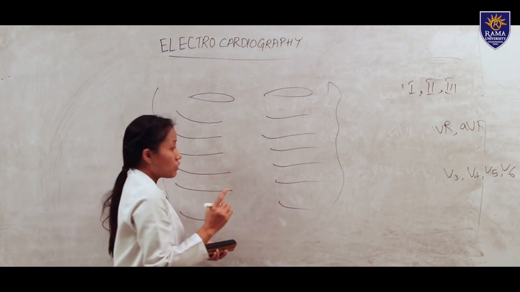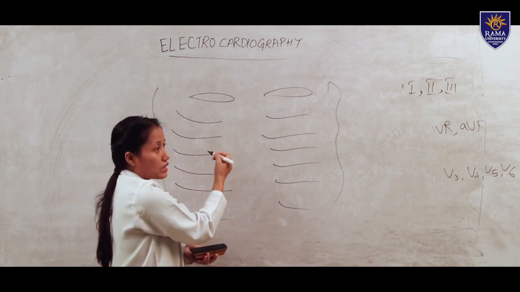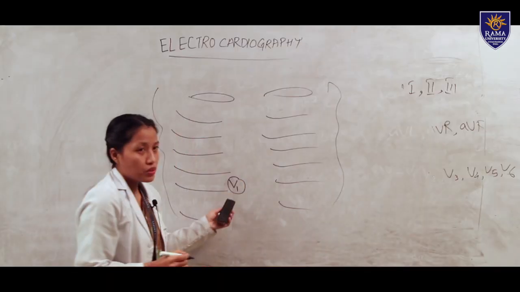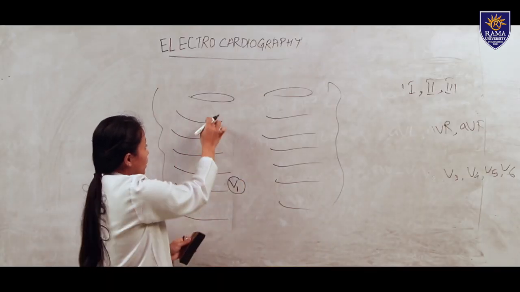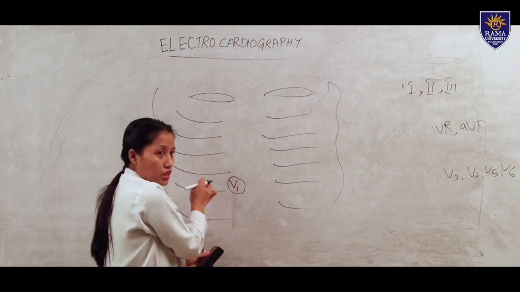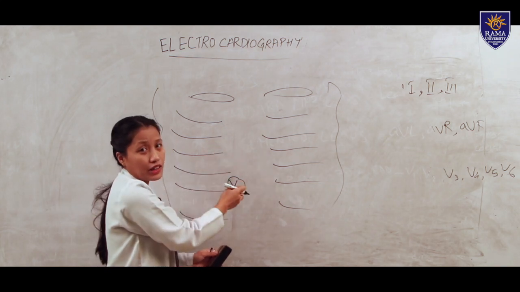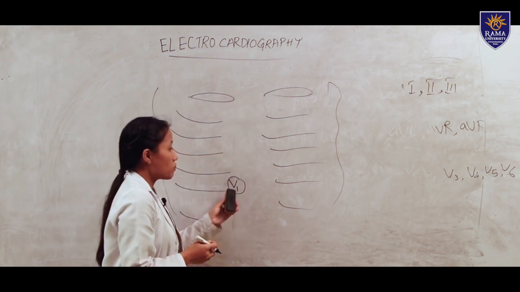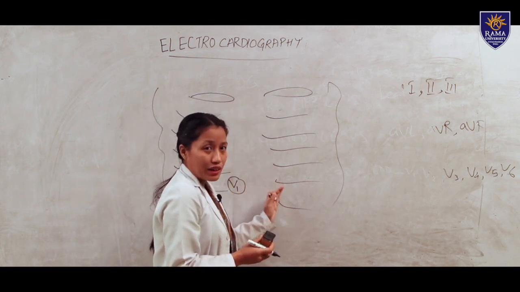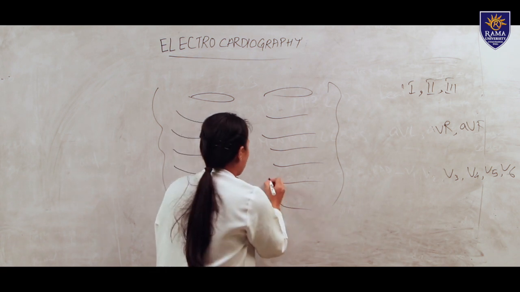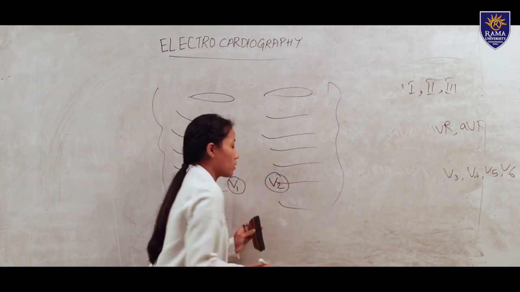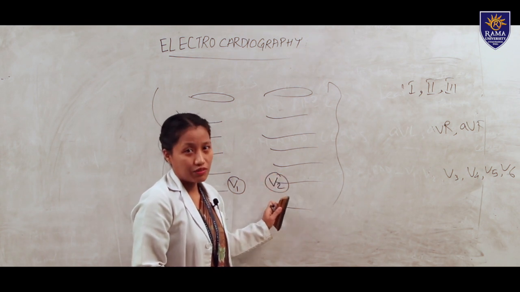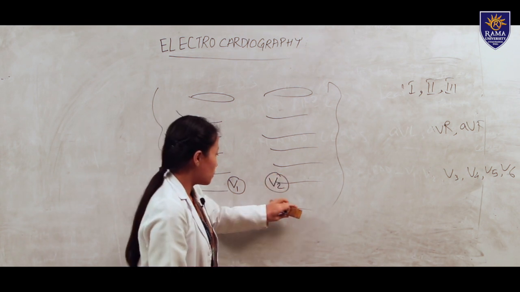First, V1 we will keep at the 4th intercostal space, counting 1, 2, 3, 4, on the right side of the sternum. So on the right side of the sternum, V1 is the placement. Now move to the left side: the 4th intercostal space on the left side of the sternum. This is the placement of V2.